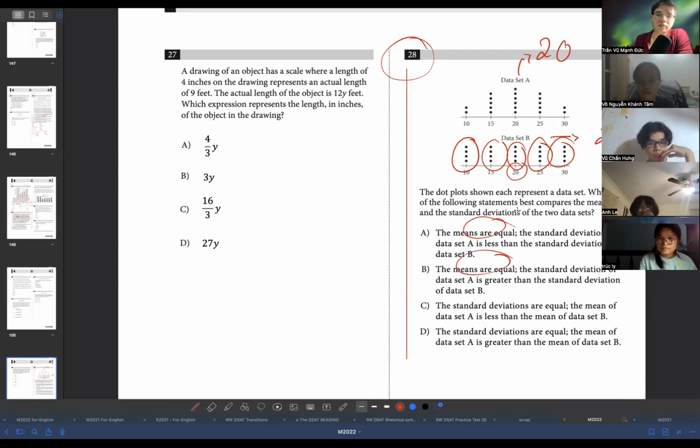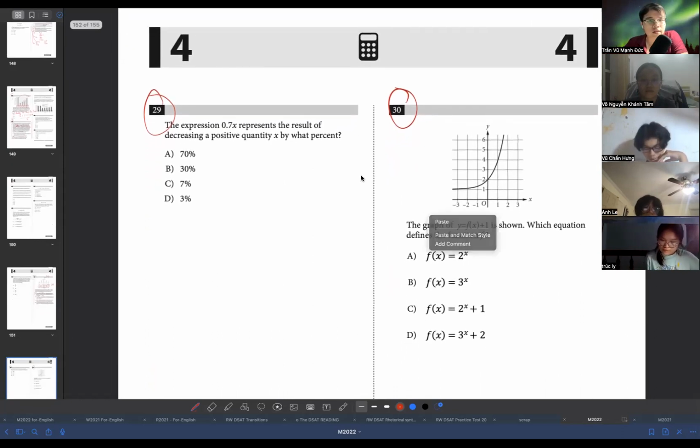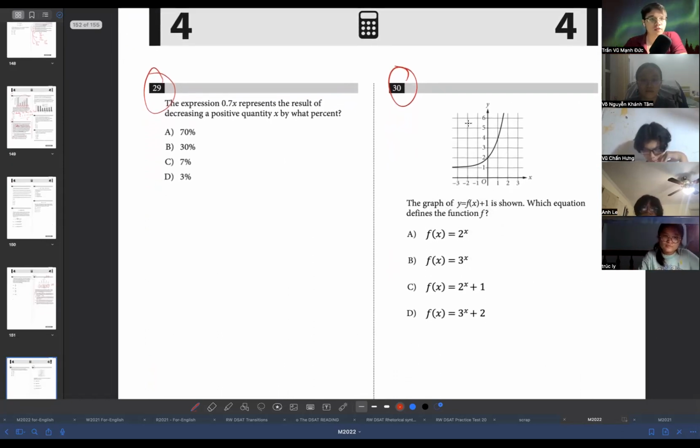How about the standard deviation? Data set A is less than data set B. Because data set B, what is the shape? Is it more concentrated or is it more spread out? It is straight down. Exactly. B is more spread out. So dataset A has less standard deviation compared to dataset B. So exactly, it's A. Next up, quickly do for me 29, 30. Just quickly. Boom. 29.